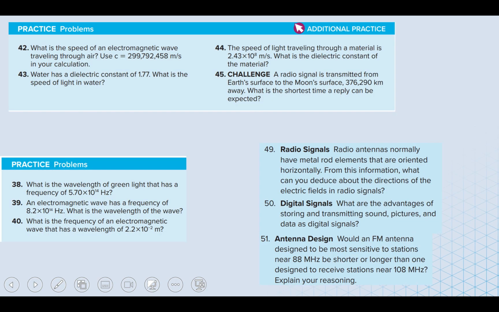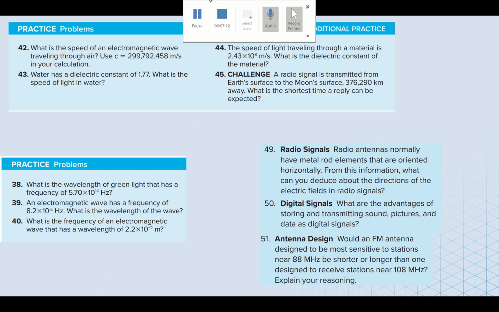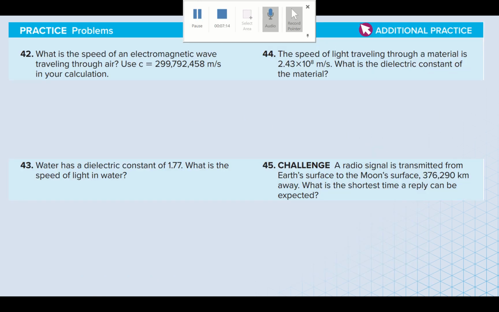Let's solve these questions together. What is the speed of an electromagnetic wave traveling through air?